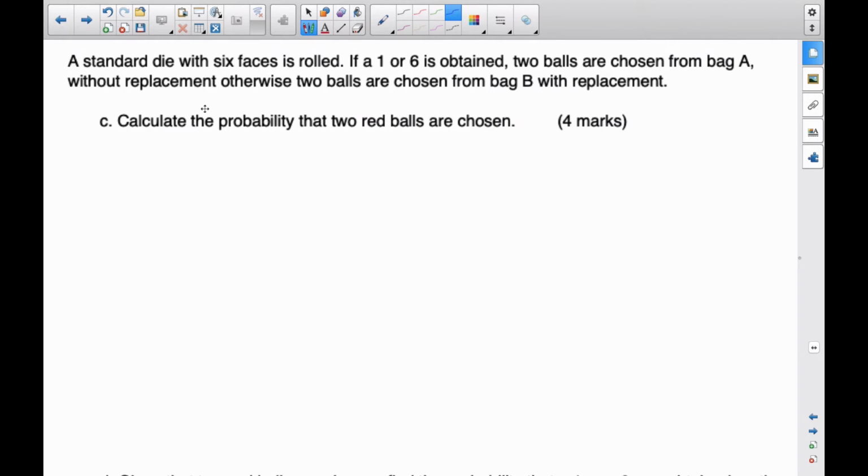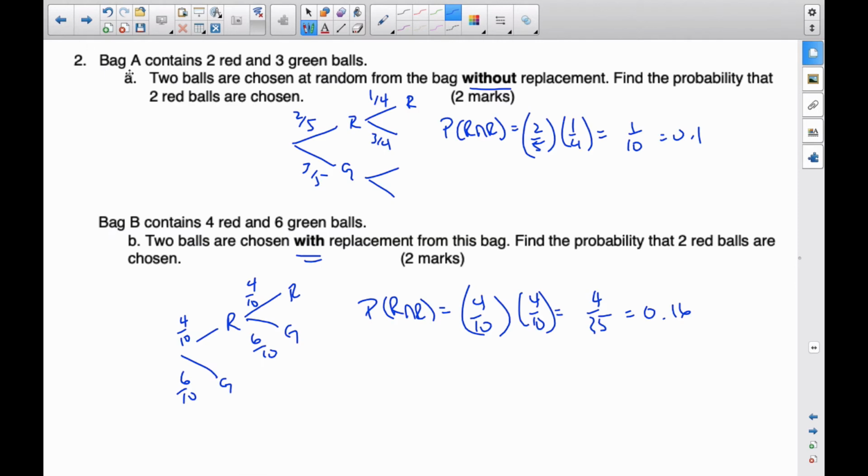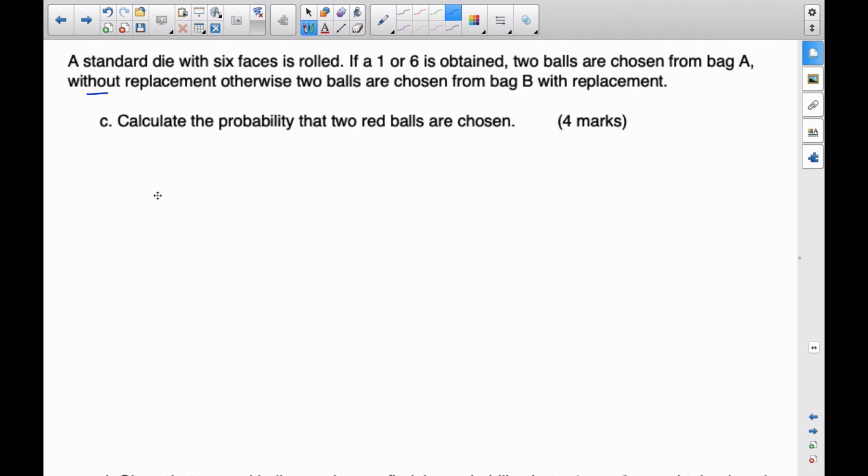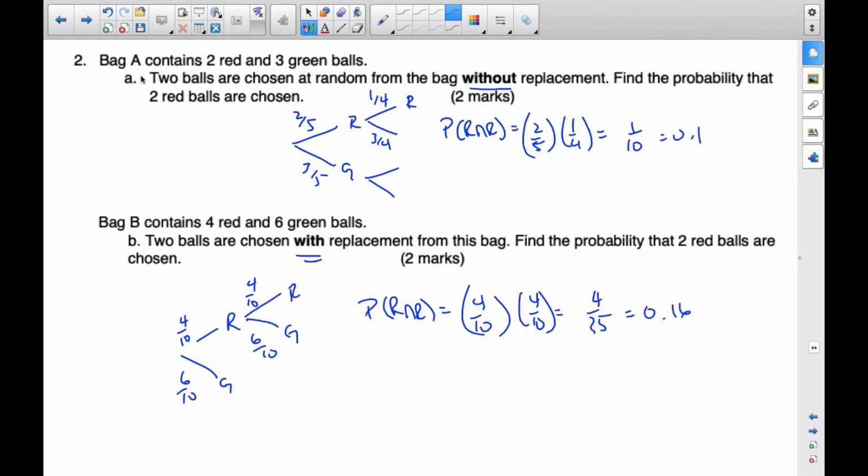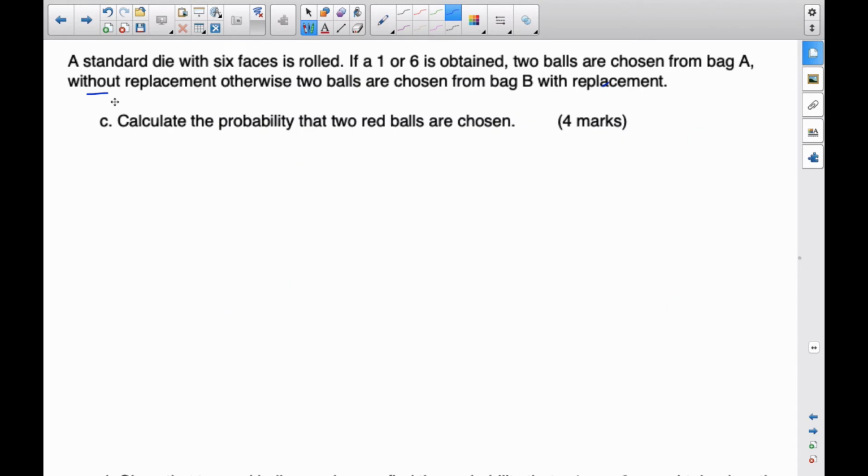Now, I have a standard die with 6 faces that is rolled. If a 1 or 6 is obtained, then I choose 2 balls from bag A without replacement. So basically, this problem here is set up for part C. And similarly, 2 balls are chosen from bag B with replacement. This is going to be part B. So it's connected here. So I roll a die.